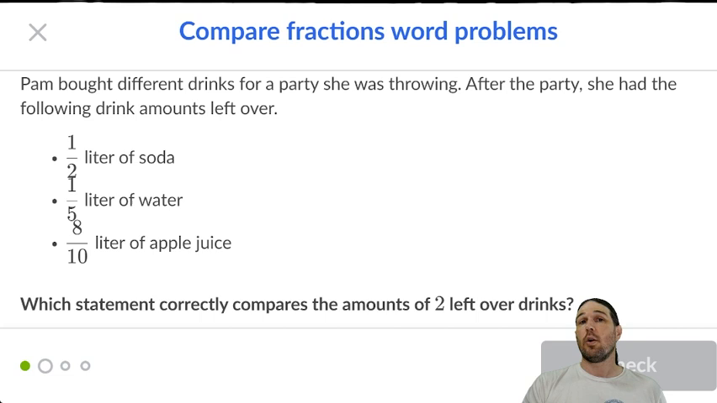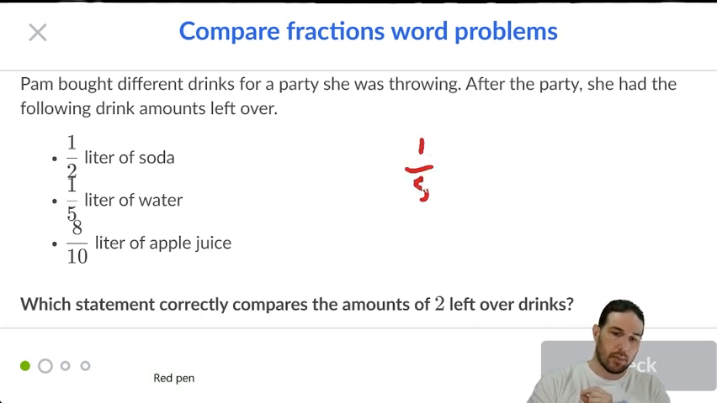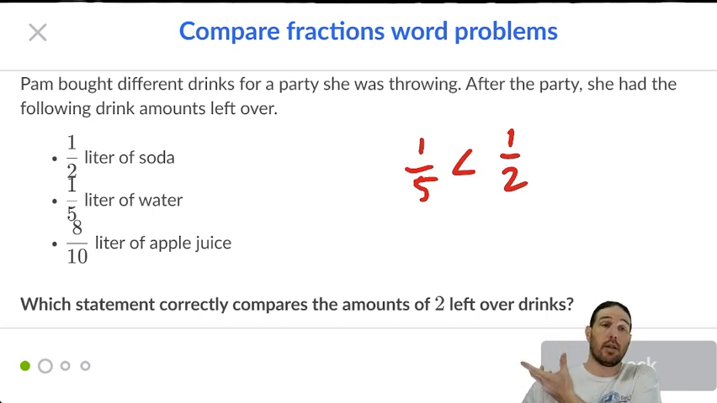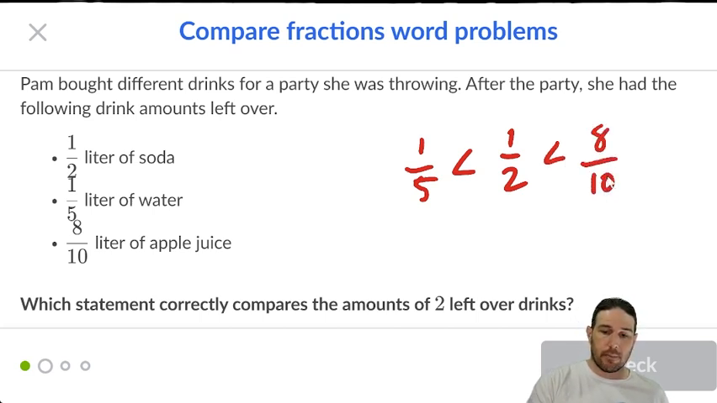For right now, we're going to take a look at these three, see if we can figure out which one's the biggest, which one's in the middle, which one's the smallest. Based on all the patterns we've been looking at, 1/5 is going to be the smallest. So 1/5 is less than 1/2. And again, that should make sense because 1/2 has a lower denominator. Cutting something in half means each piece is a lot bigger than if you cut it into fifths. And that's going to be less than 8/10.